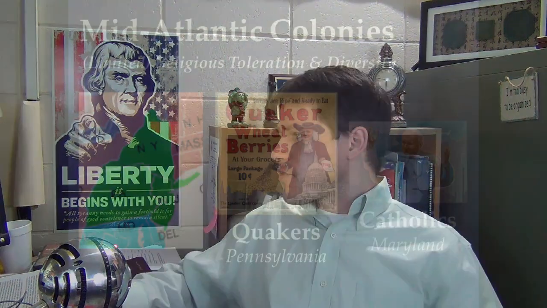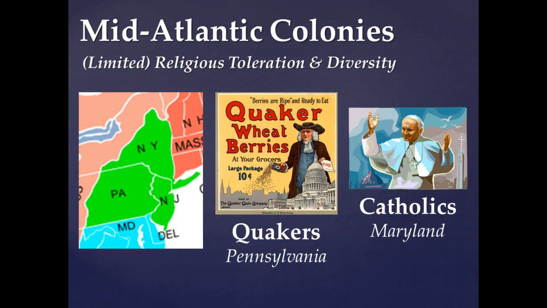full religious toleration. The Maryland colony was started by Lord Baltimore as a haven for Catholics. This was another group of people persecuted in England. So in these mid-Atlantic colonies, you're most likely to find religious diversity.